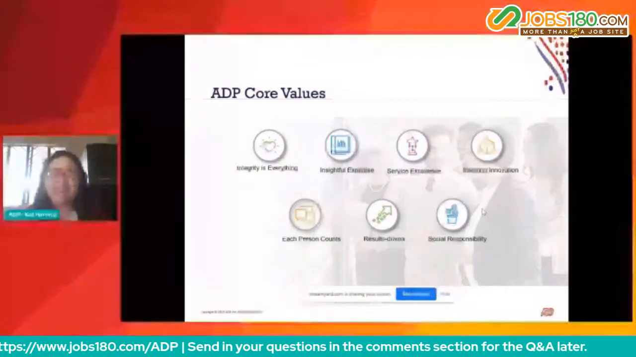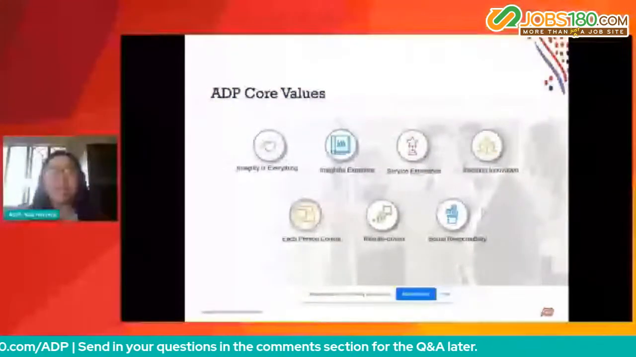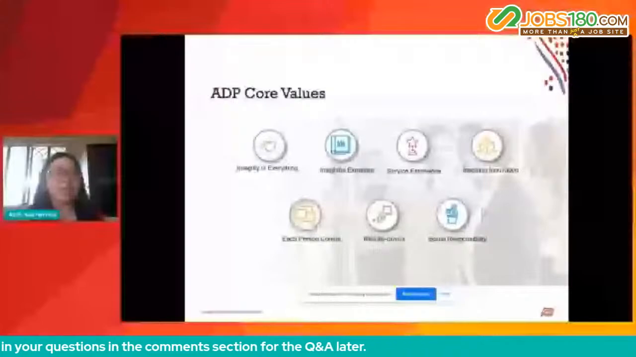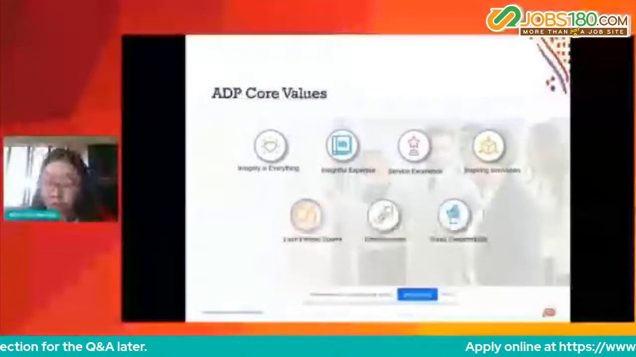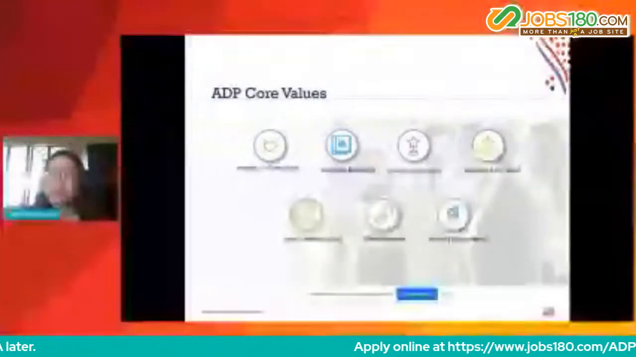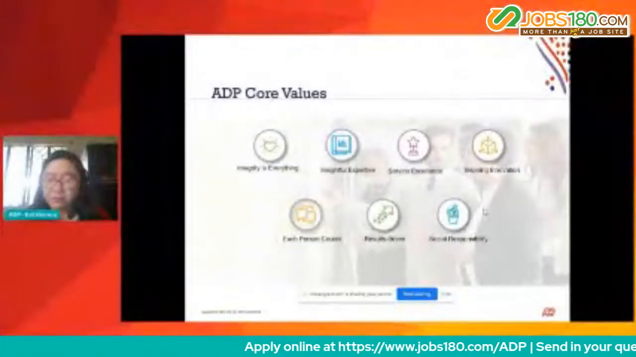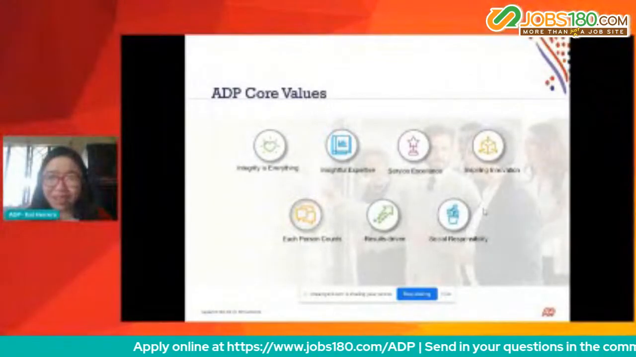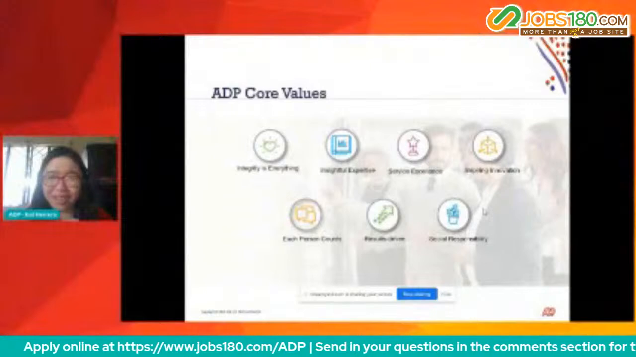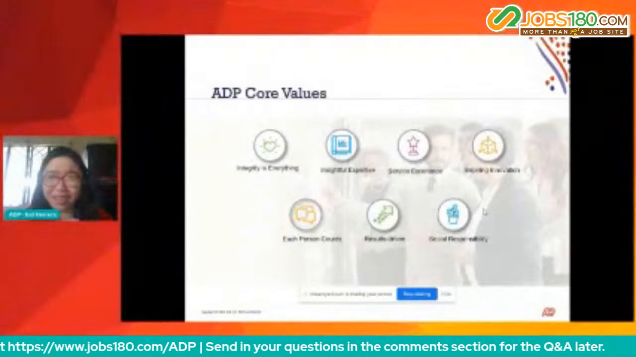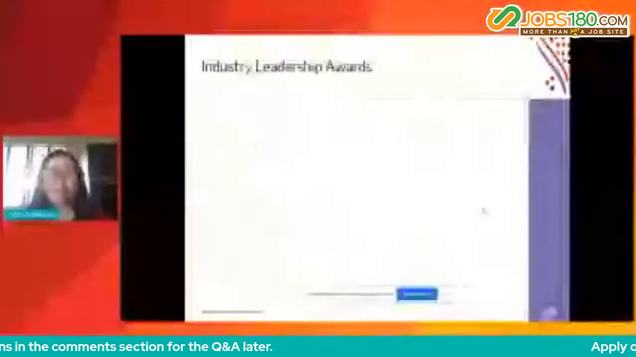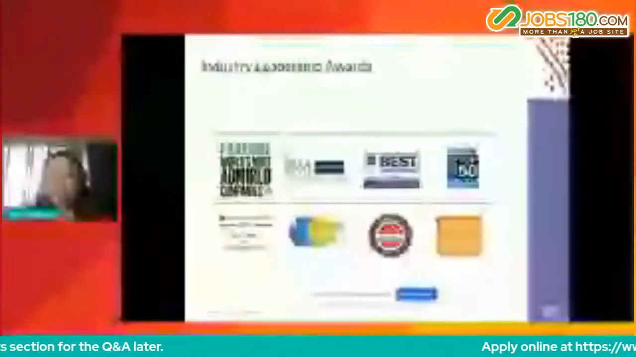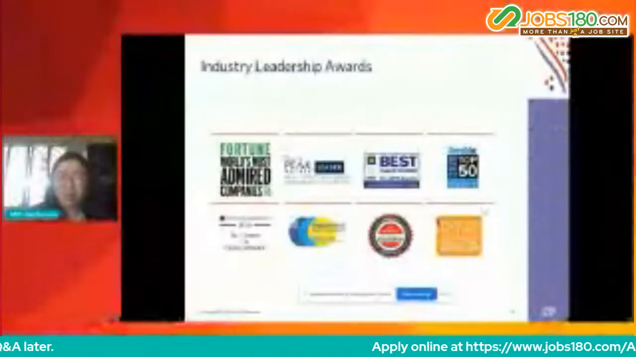We believe that integrity is everything. We also bank on insightful expertise, service excellence, and inspiring innovation. We are results driven. And one fact that I'm very proud of, we are very socially responsible. We have a lot of partnerships with nonprofit organizations, and we make sure that we always give back to our community. That's it for the core values, but I also want to share with you some of the awards that we've gotten in the most recent years.